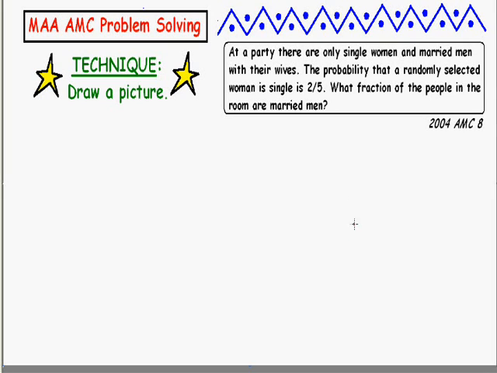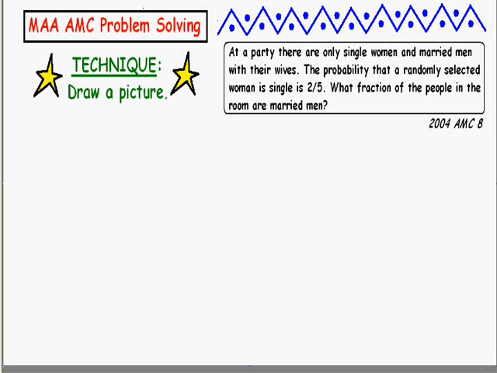Alright, let's read the question again slowly. At a party, there are only single women and married men with their wives. Alright, so there are men at this party, there are women at this party. Some of the women are single, and some of the women, I guess, are the wives of men, and all the men there are married. Okay, so there's like three types of people. There are married men, married men's wives, and single women.